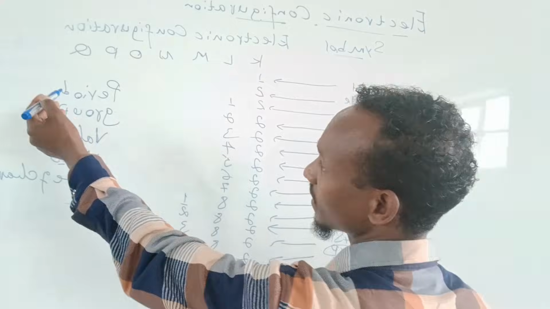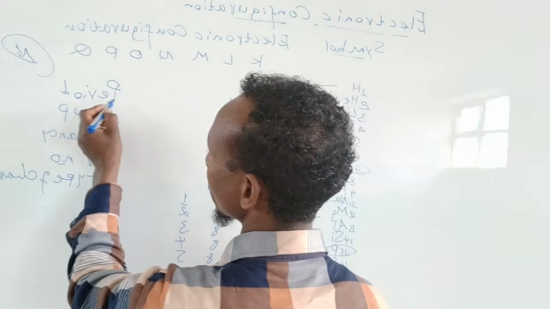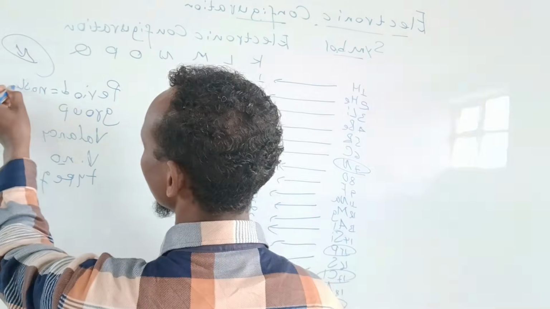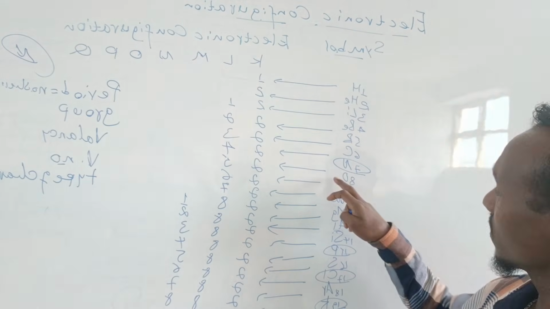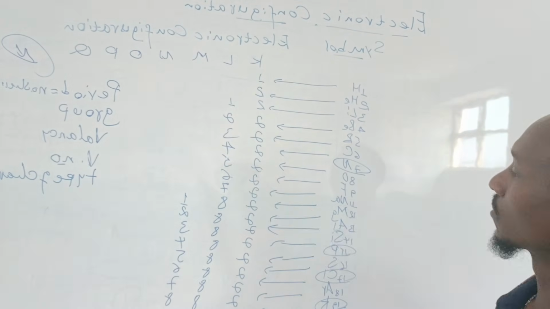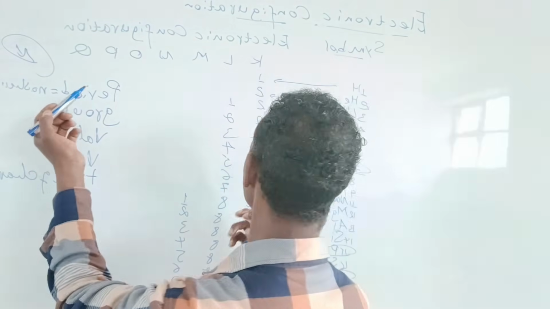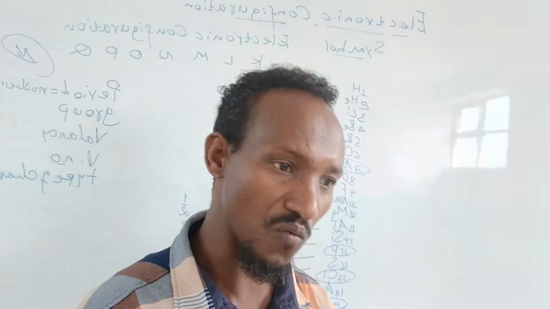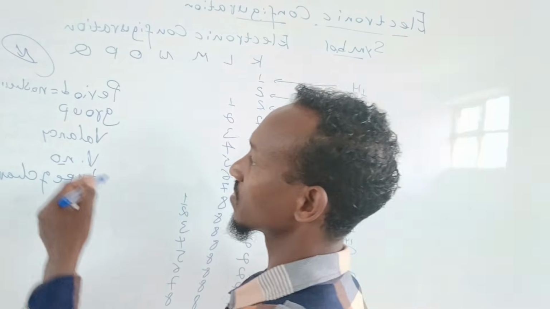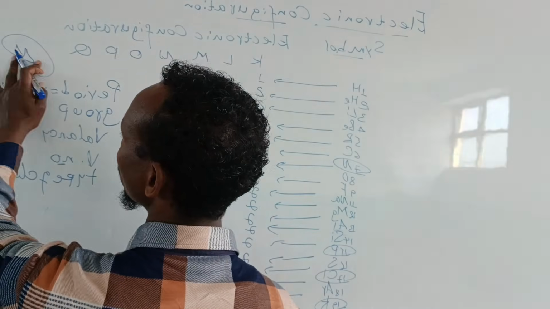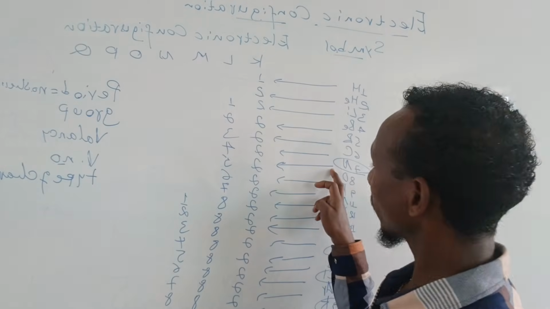For example, the period of nitrogen. Period means number of shell. That means nitrogen, how many shells do we have on nitrogen? Here 7 is 2, 5. We have 2 shells. So, the number of shells of nitrogen, when we draw the electronic configuration of the element, tells us the period that the element belongs to. So, nitrogen belongs in period 2 because its number of shells is 2. What about the group?